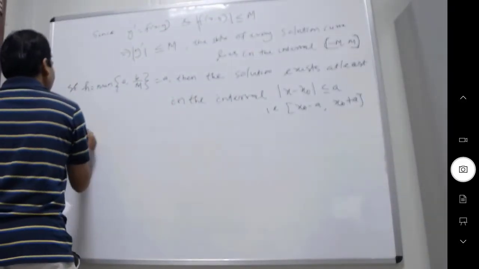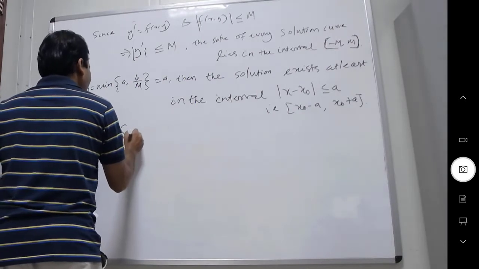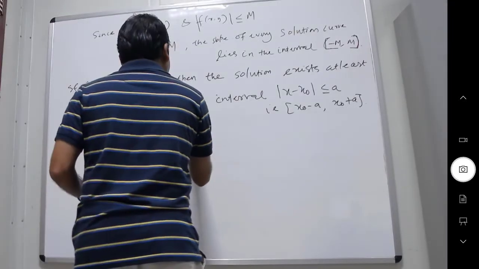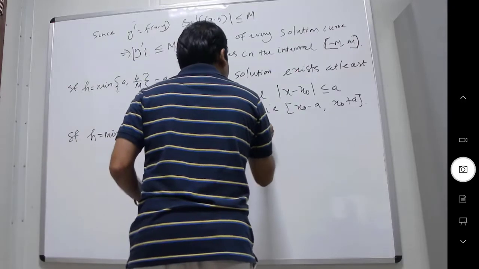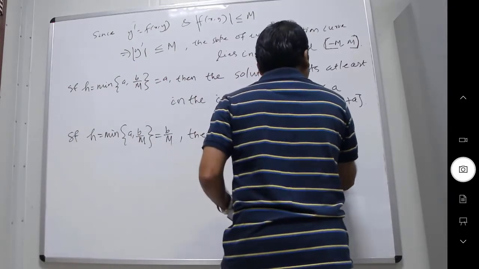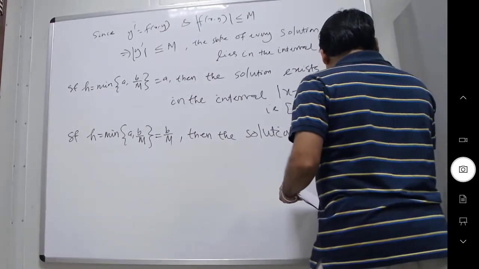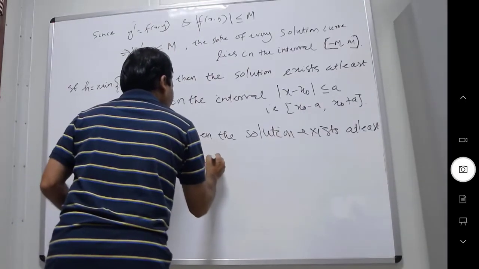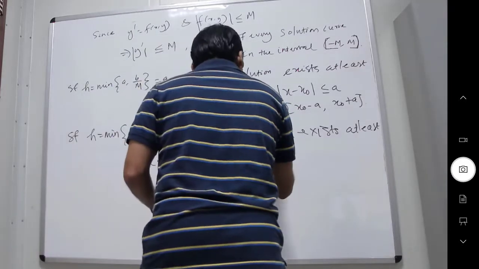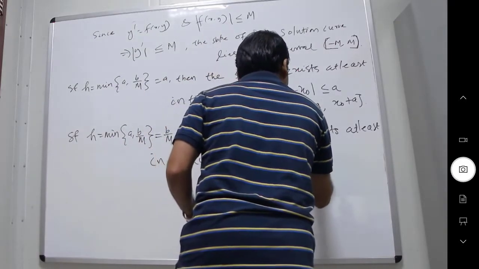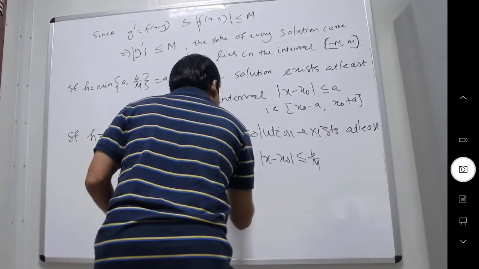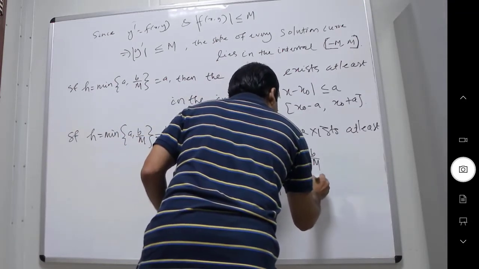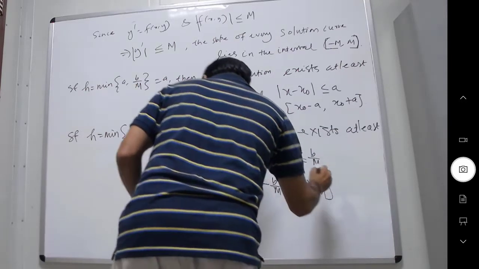Now if h, which is the minimum of a comma b by M, equals b by M, then the solution exists at least in the interval mod x minus x naught less than equal to b by M. That means in the interval x naught minus b by M to x naught plus b by M.